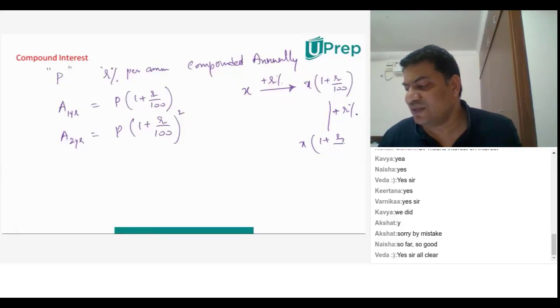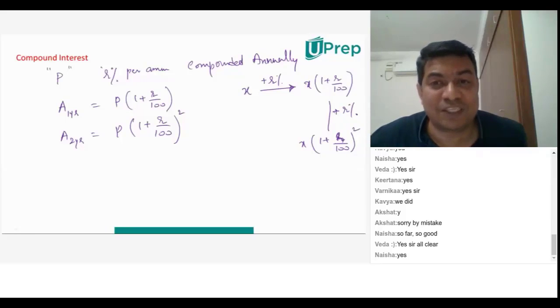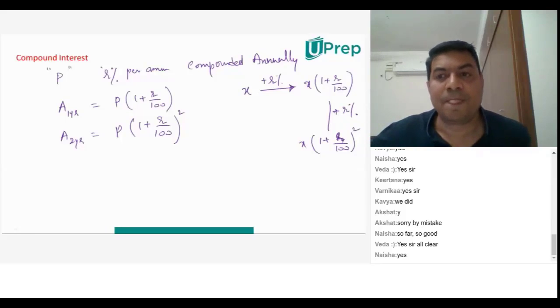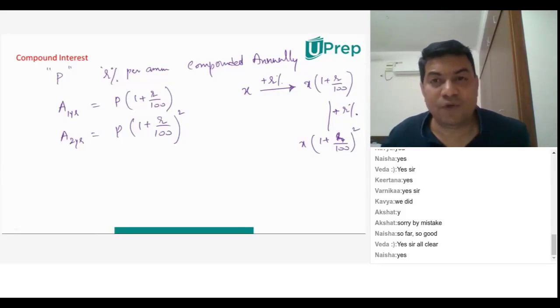Did we learn this in the previous class? Yes, sir, in simple interest. Not in simple interest, we learned it during successive discounting. I was explaining separately as a concept. There I explained this logic, if you remember. So if X increases by R%, it becomes X into 1 plus R by 100, and once again increases by R%, it becomes X into 1 plus R by 100 whole square.